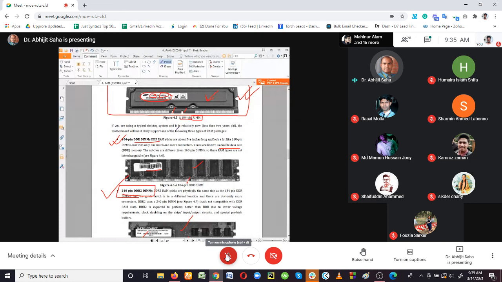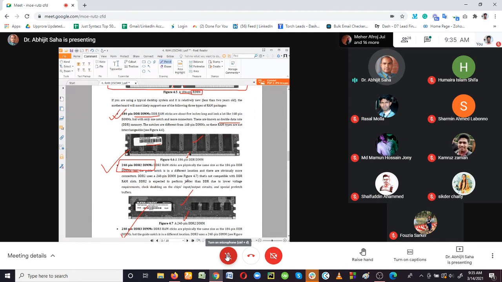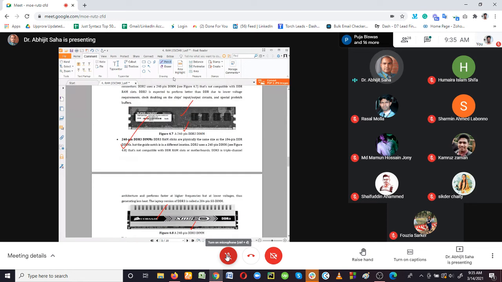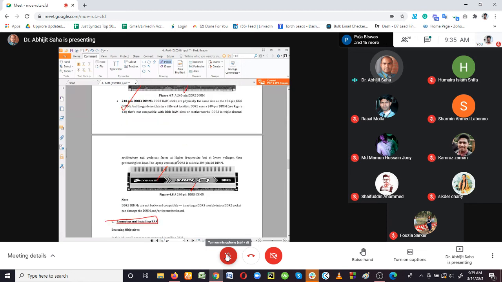So you need to know which type of RAM module your motherboard has, and then based on that you need to buy the RAM, and that RAM is exactly going to fit onto that slot. So you have to install the RAM onto the memory slots that we already know. Among all the RAMs that you are seeing here, it is telling that the DDR3 DIMM is actually the fastest.